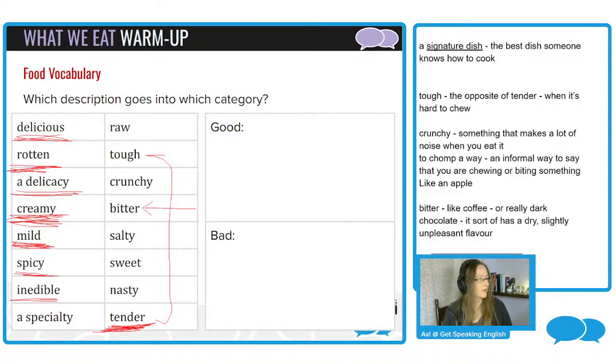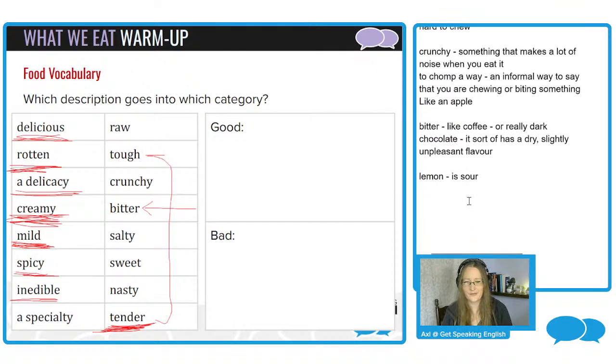I'm trying to think of what other things might be considered bitter. Beer, I suppose too, like really dark beer could be considered as being bitter. Yeah. Kind of the opposite of sweet. Yeah, exactly. Typically you would add sweetness to something bitter to kind of balance it out, to offset the bitterness. But yeah, lots of great words here for describing food.